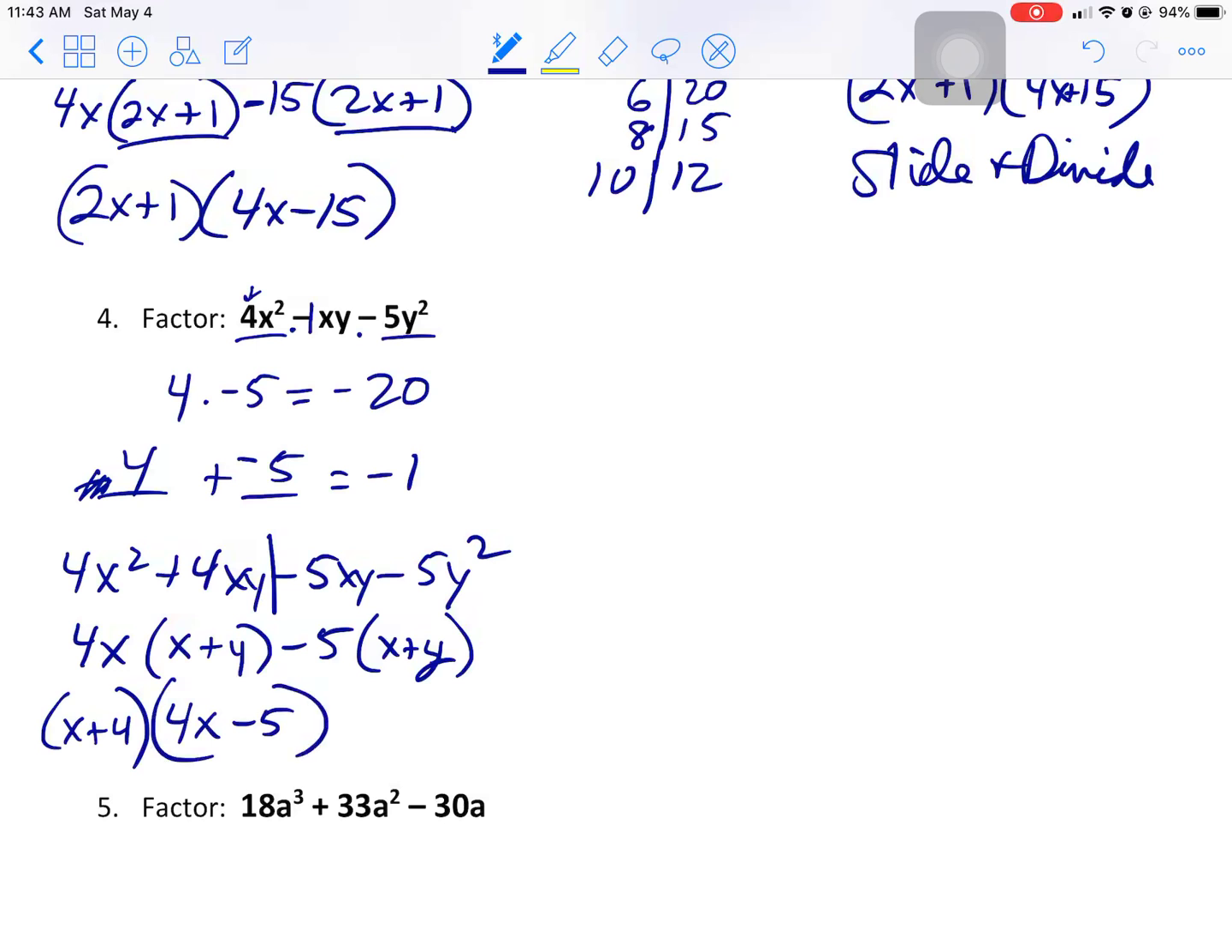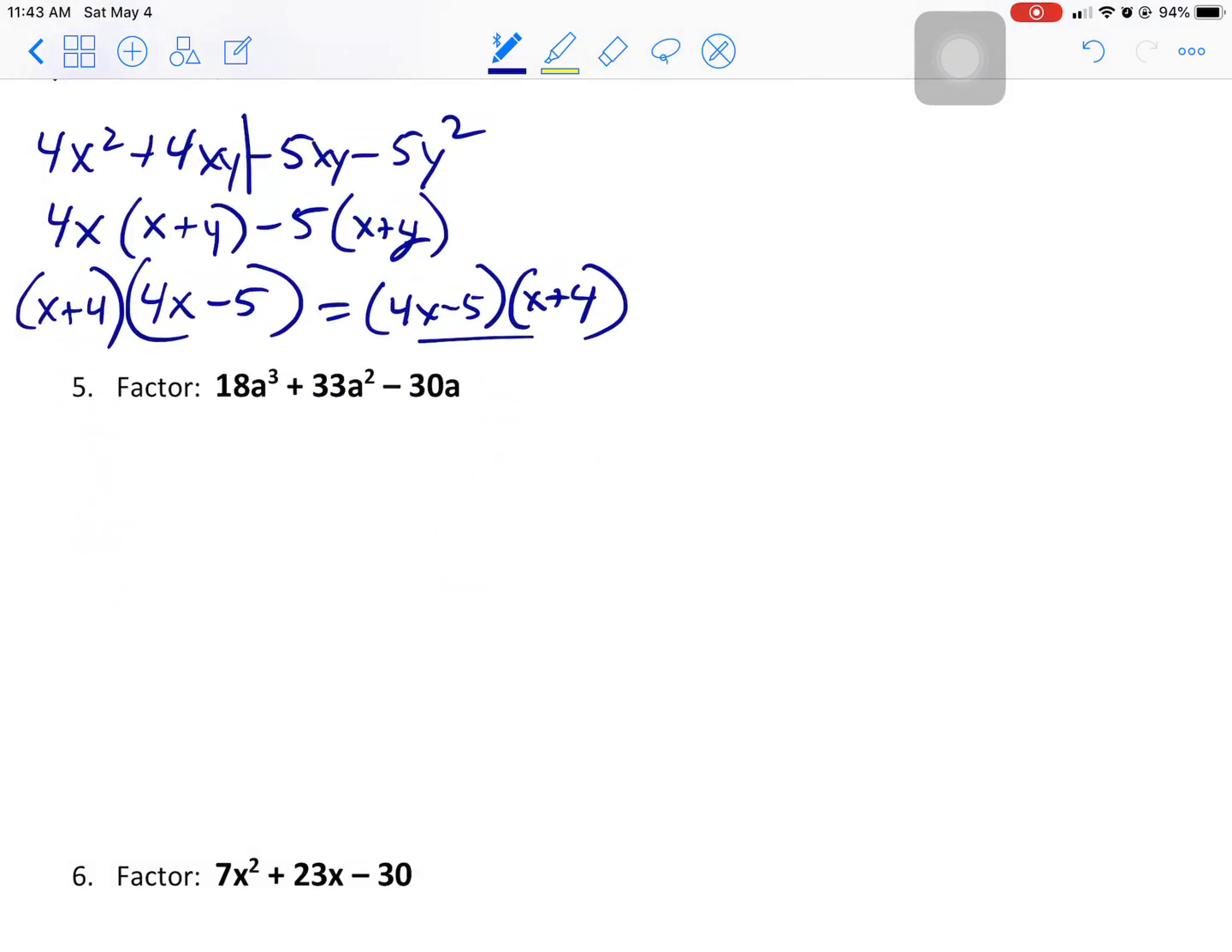The order of these is unimportant too. This is equal to 4x minus 5 times x plus 4. That's fine. In fact, if I had put this -5 first and this 4 first, I would have gotten that as an answer. So either order, but notice the signs are very particular. There's no making that up, okay?